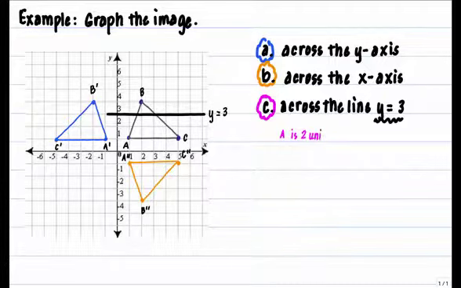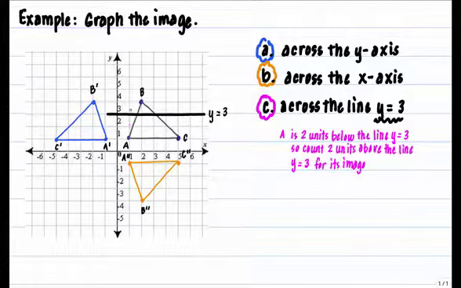Point A is 2 units below that dark line that I wrote y equals 3 next to. So I will graph A triple prime 3 units above the line y equals 3. Watch. I'm going to call this point A triple prime to differentiate it from the blue and the orange triangle that we've already drawn.